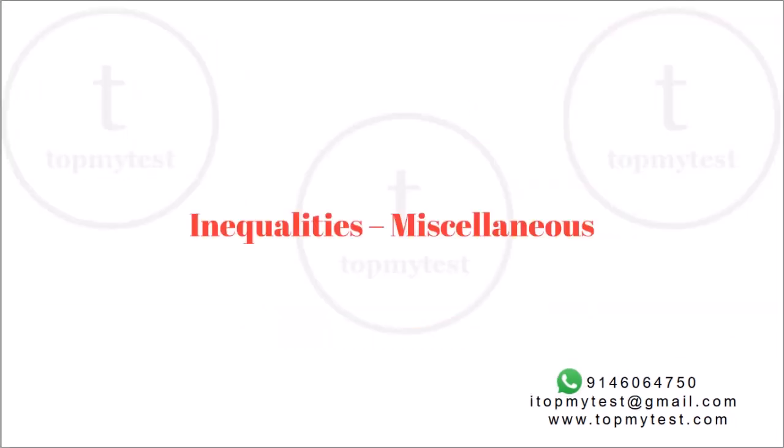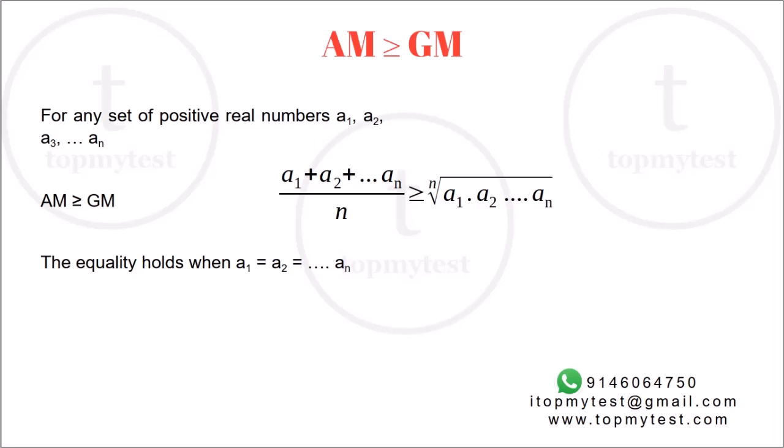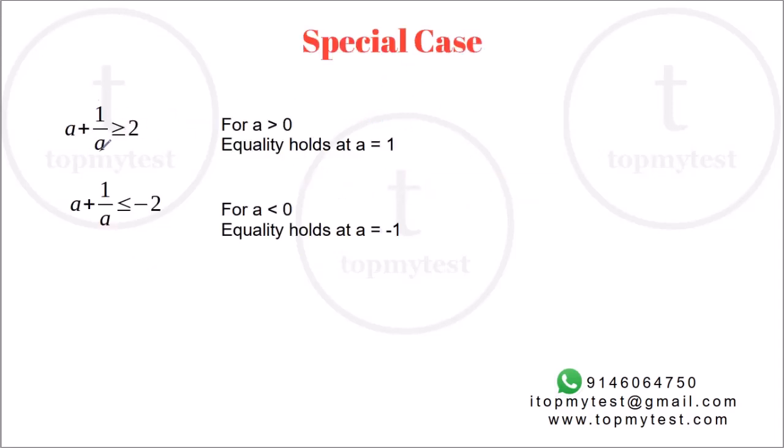In our previous session, we had used a very commonly used relation, which is arithmetic mean is greater than or equal to geometric mean. Now you can extend this to a number when it is added to its inverse. A special case, you can look at it like that. When a number is added to its inverse, the value will be at least 2 if it is positive and at most -2 if it is negative.